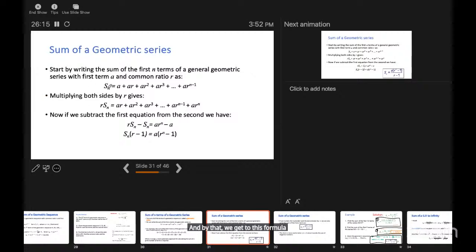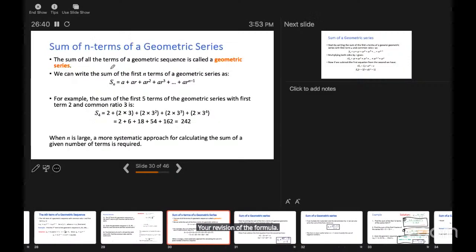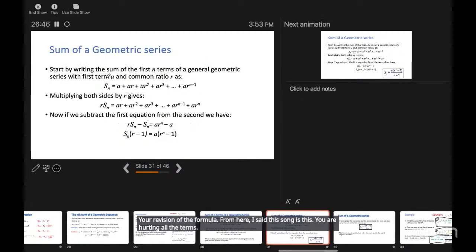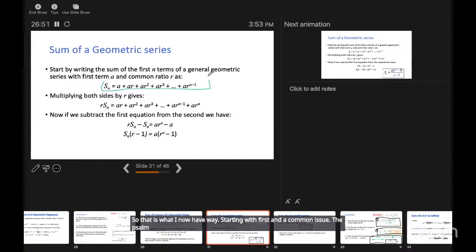This is the procedure. If I multiply by R, I have this. If I subtract the second equation from the first equation and simplify, I have this. And if I factorize Sn, I will have Sn times (R minus 1) equals A(R^n minus 1). Let me take time and explain this so that you understand the derivation of the formula. The sum is this. You are adding all the terms. Starting with first term and common ratio, the sum is given as this.